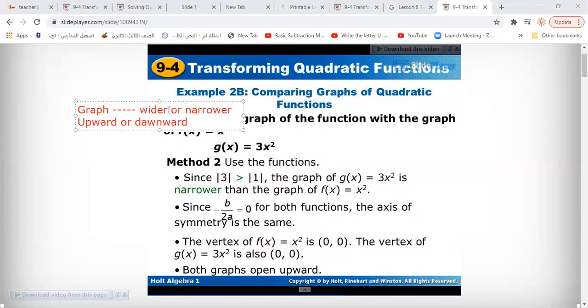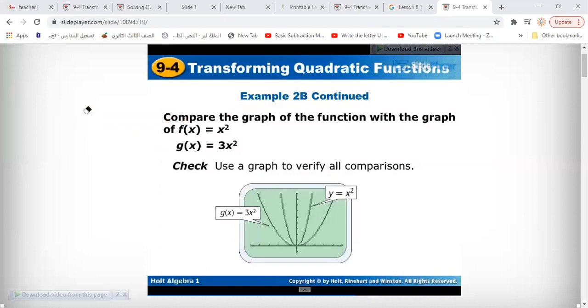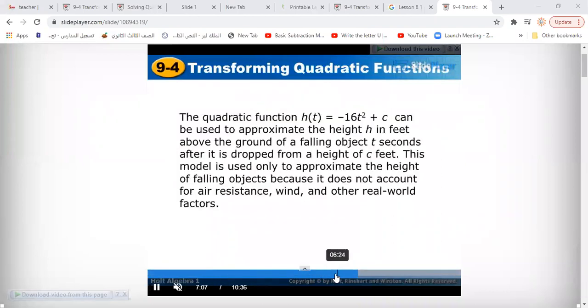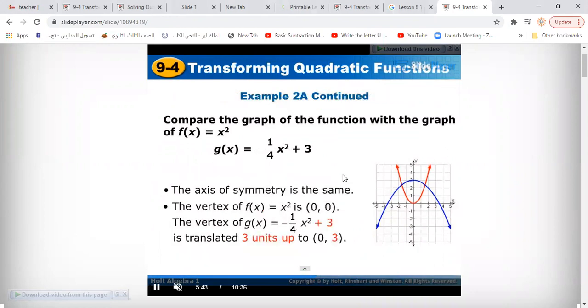How will you find which one is narrower and which one is wider? Narrower means it has the greater absolute value of a, and wider means the least absolute value of a. Let me say again, if you want to compare, then take care to compare the graphs, which one is wider and which one is narrower, the upward and the downward. For this question, we compare the graphs, which one is upward and which one is downward.